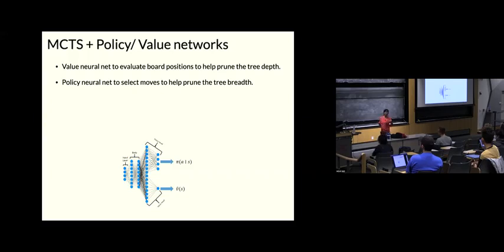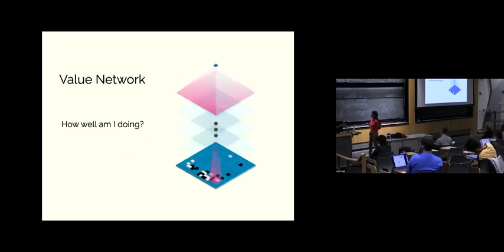And the policy network that tells us which actions are good given states will help us to prune the breadth of the search. The breadth has to do with the actions to try, and the depth has to do with states to visit, correct? Okay, so how are we going to do that? So here's what the value network looks like. It takes a board configuration and spits out a scalar value. Very simple. How good is that board configuration? That is the input and the output of the value network.